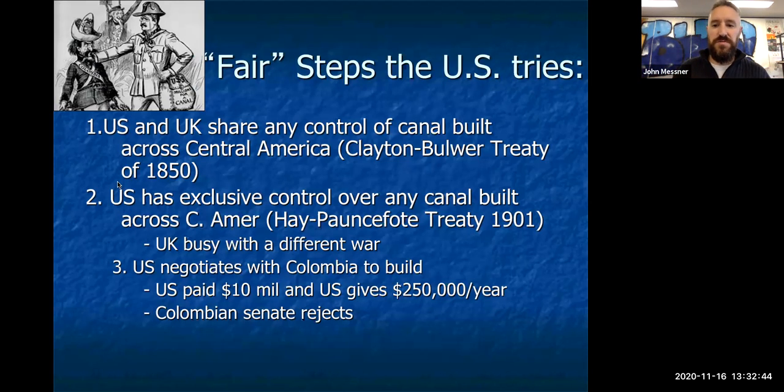Roosevelt's going to try some fair steps. This really becomes one of the first things he cites when he becomes president: I want to take this over. I want to accomplish this. And so at first, the United Kingdom and Great Britain was in partnership with the U.S. to try to take control of this land, which never happened. That's the Hay-Bulwer Treaty. You don't need to remember that.